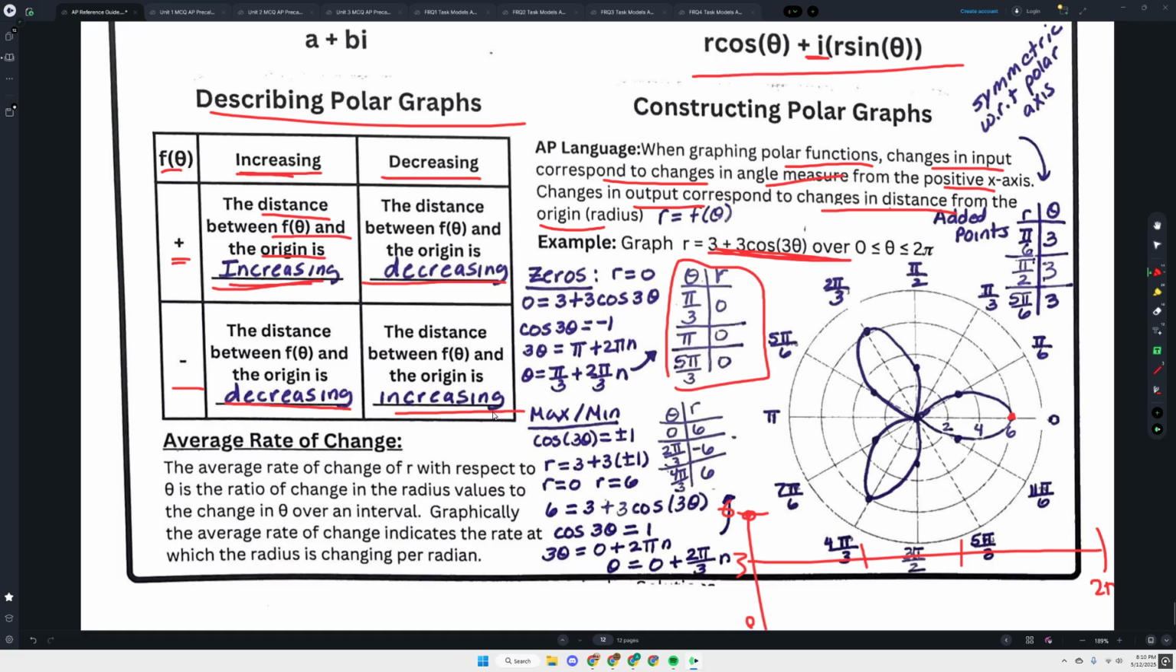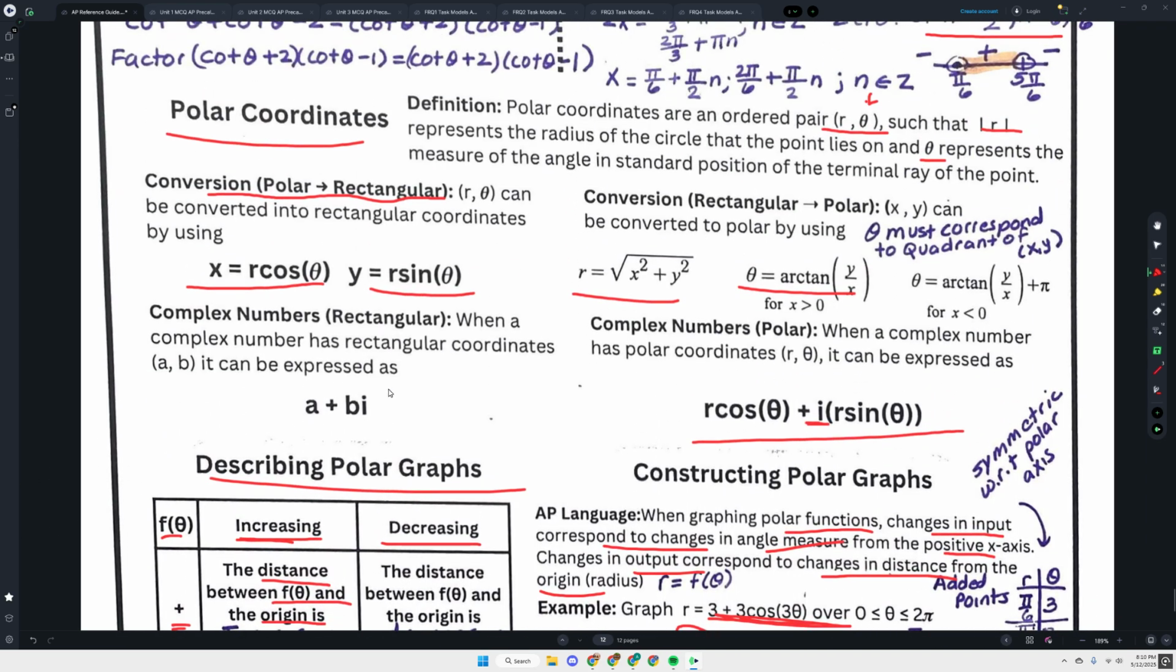Any questions about all of this material? If not, we'll go into MC. Which topic is polar graphs? Polar graphs is like 3.13 to 3.15.